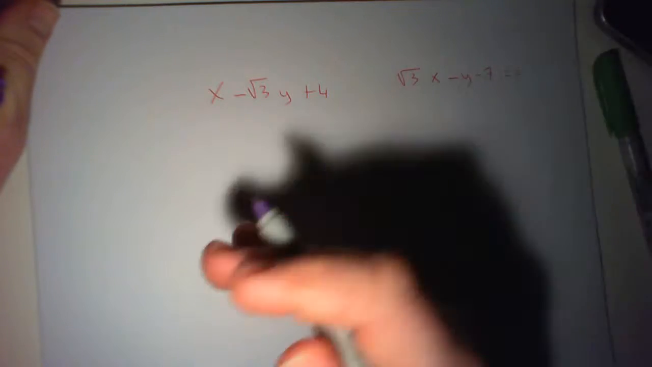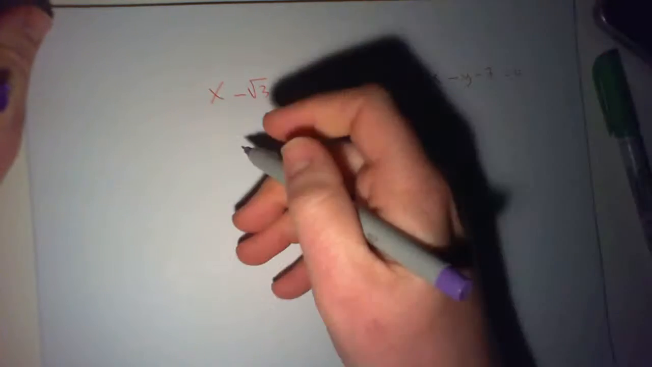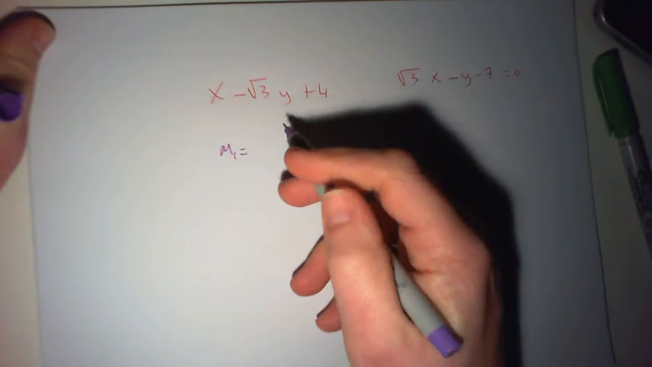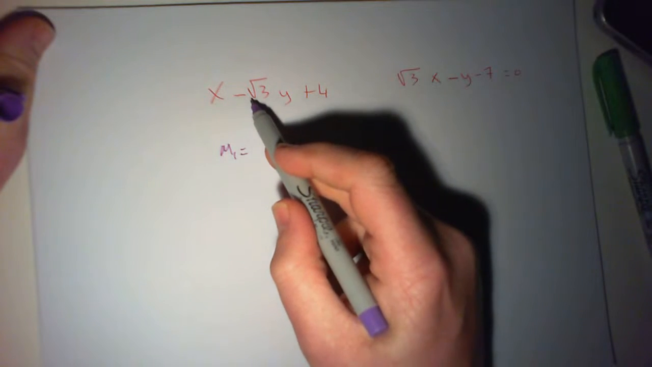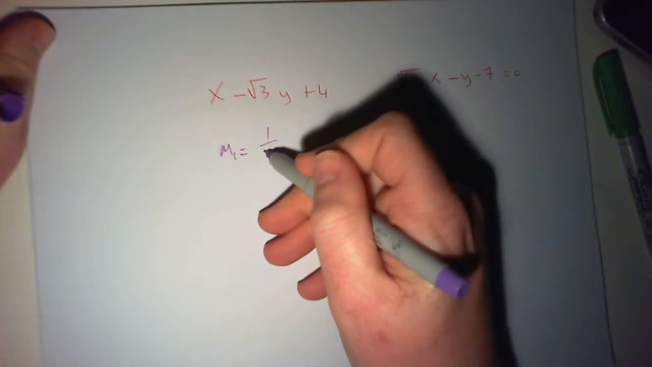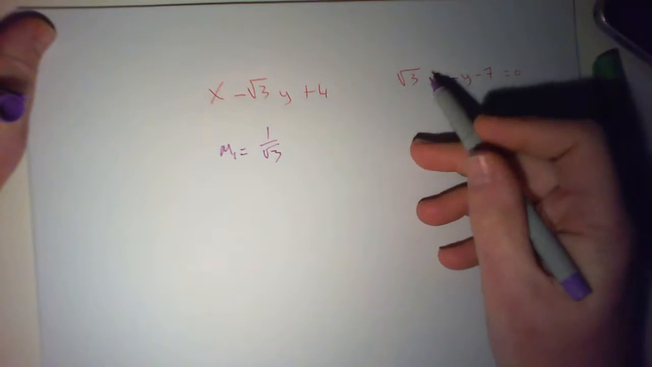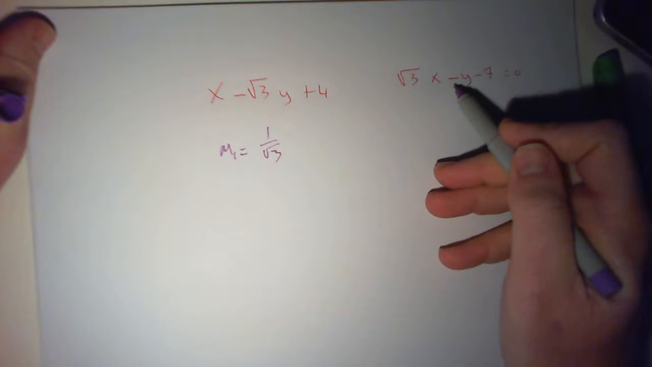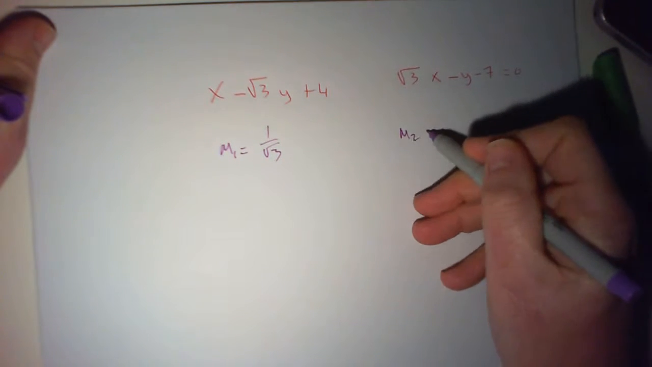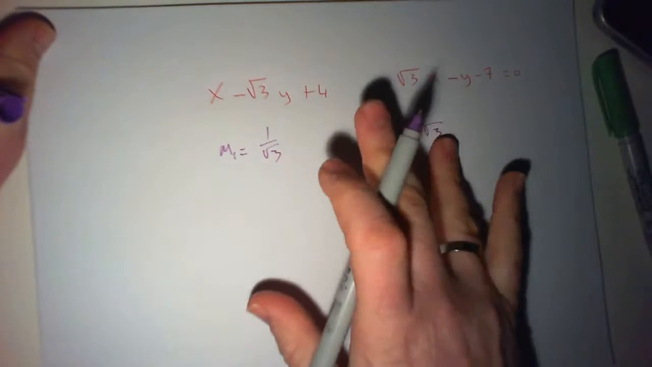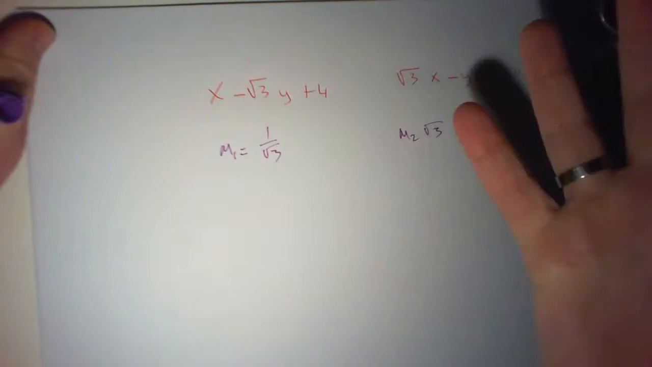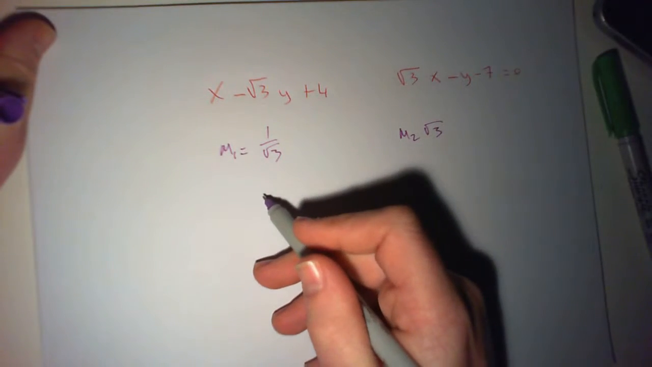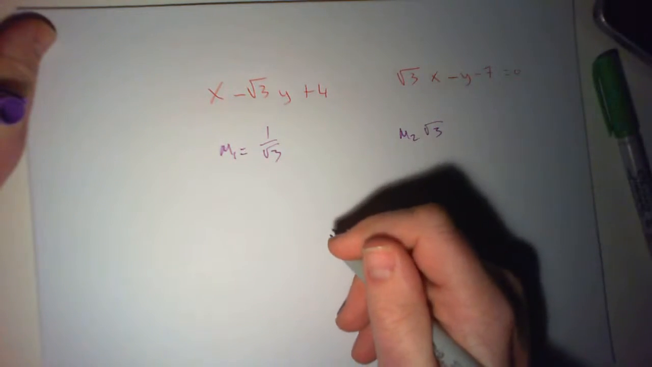We're going to use our normal rules. Don't be freaked out by the fact that there's roots in there. M1 in this case is going to be minus the coefficient of x over the coefficient of y, which is going to be 1 over root 3. And this one is going to be minus the coefficient of x over the coefficient of y, which is actually root 3. You can see what's going on here because we multiply them together. You know what I'm saying? So anyway, let's do our magic on this one.